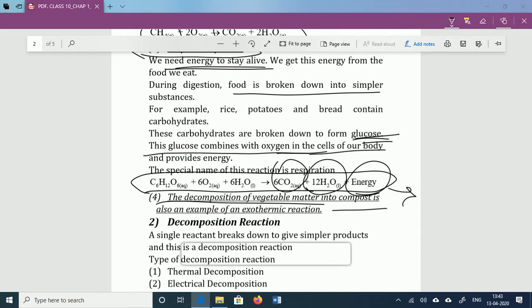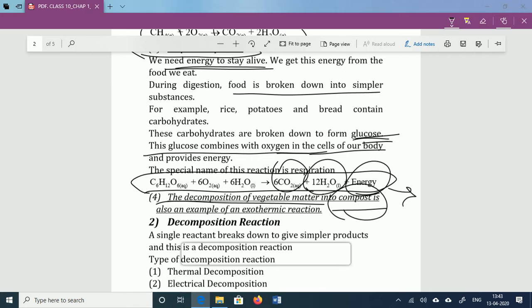And the last example of an exothermic reaction is the decomposition of vegetable matter into compost, meaning whatever vegetable parts there are. If you talk about farm waste, when the decomposition of this farm waste occurs, it will be converted into compost. That process is also an example of an exothermic reaction. So generally the combination reaction is an exothermic reaction. Only a few combination reactions are not exothermic.